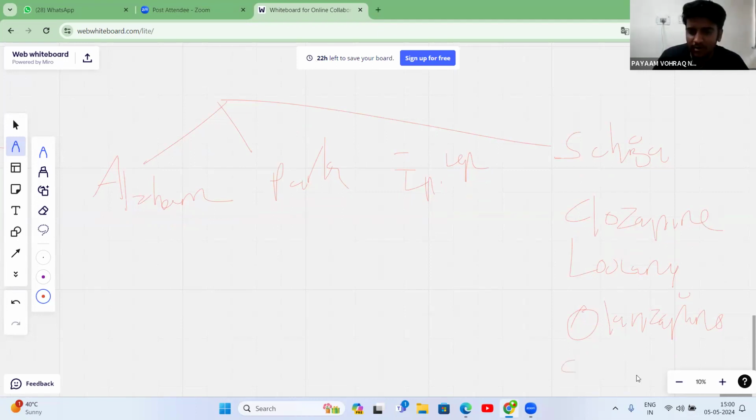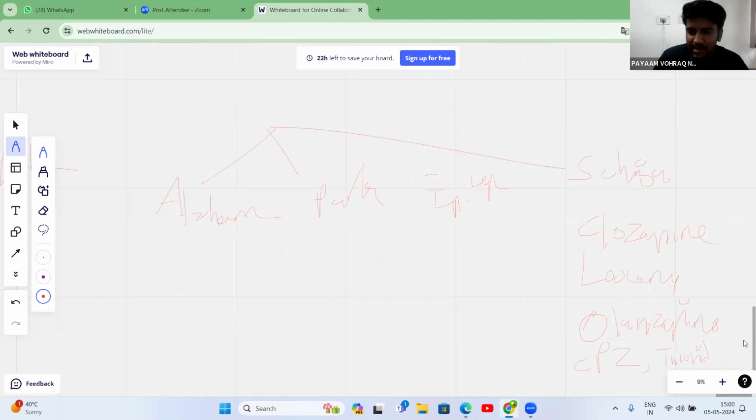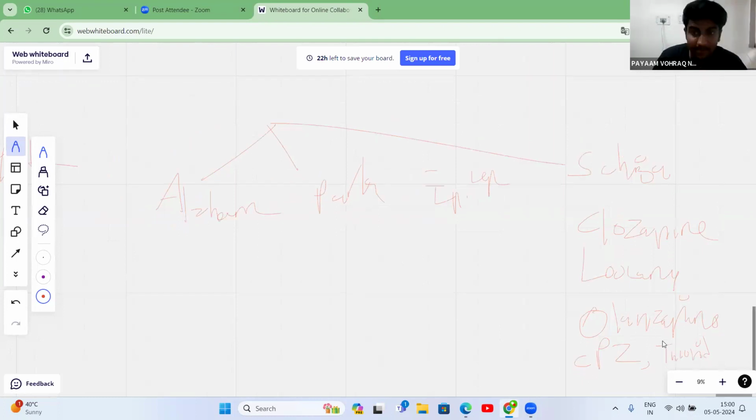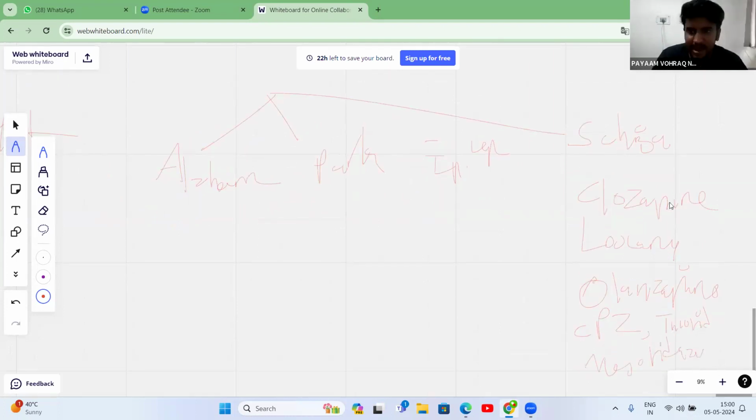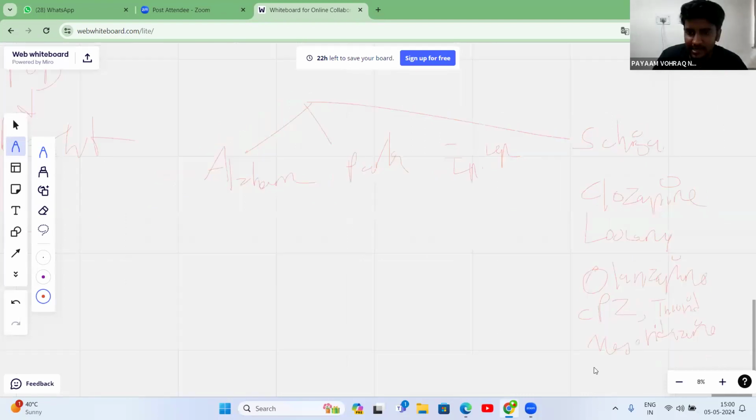Okay, chlorpromazine, chlorprothixene, thiothixene, thioridazine, mesoridazine. Mesoridazine is a very important drug. Thioridazine, mesoridazine, and which are atypical antipsychotics? Which one has a side effect of gynecomastia, which one acts on the serotonin receptor?